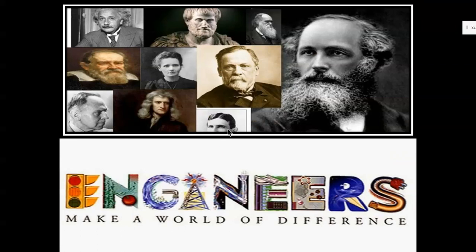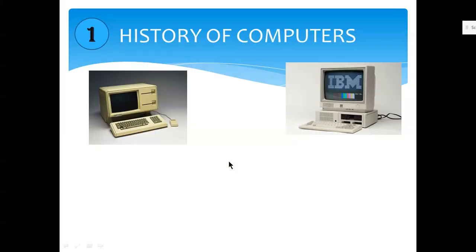So, the term computer is derived from the word compute, which means to calculate, but a computer is not limited to performing only calculations. A computer is a versatile device that can handle different applications at the same time. So, let's get started with the history of computers.